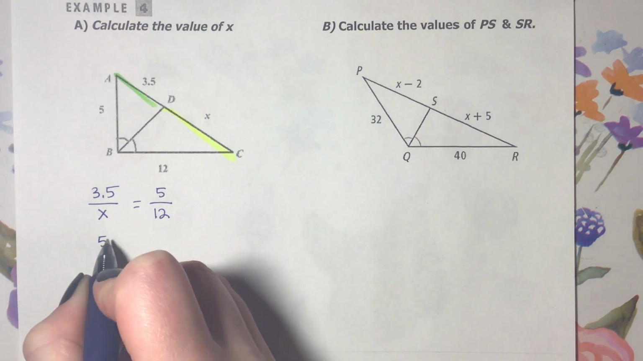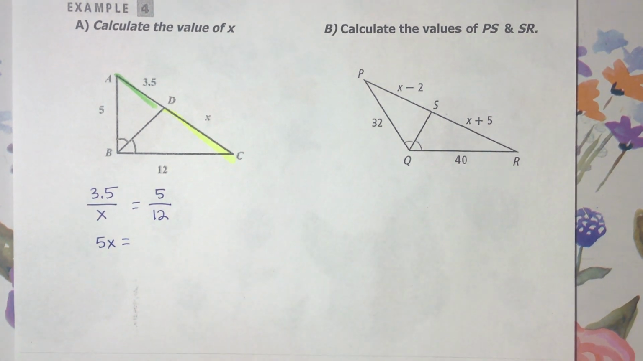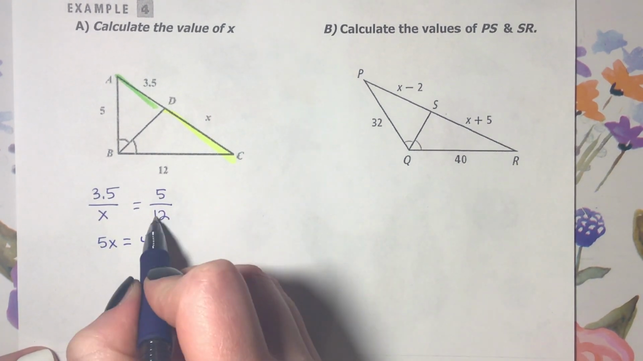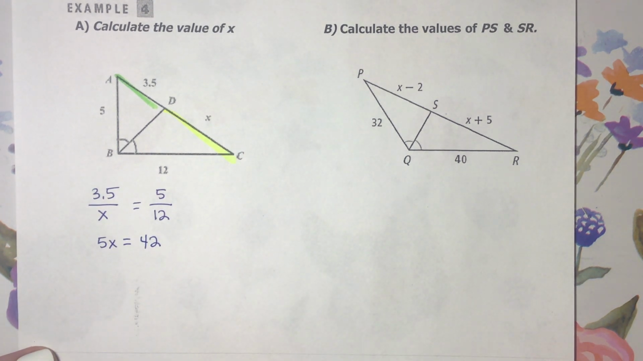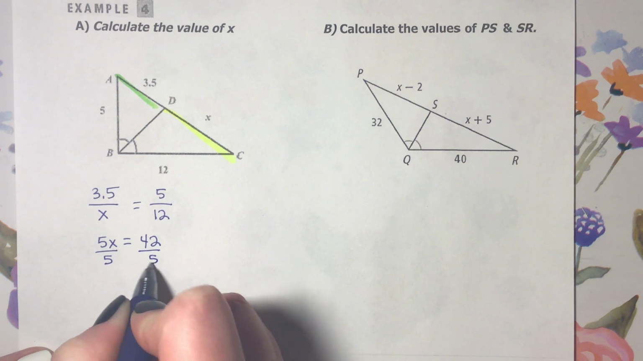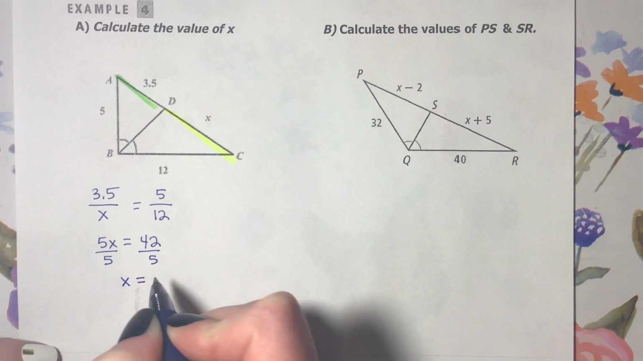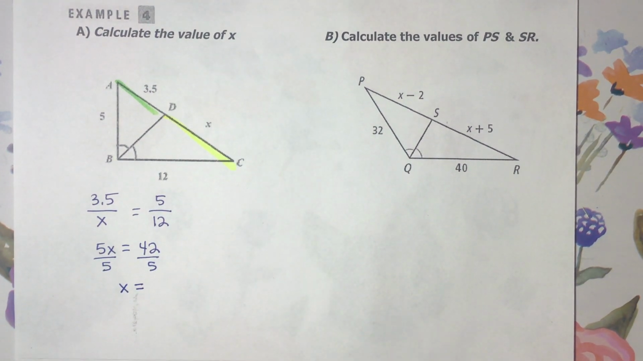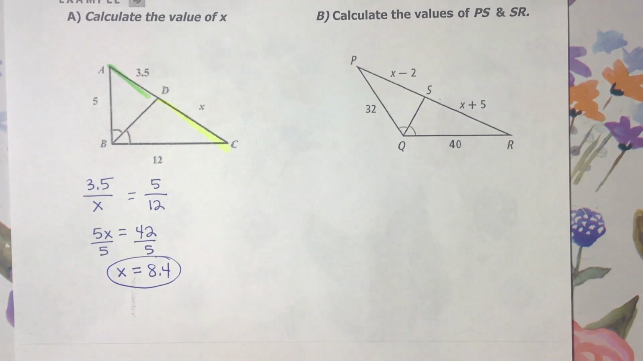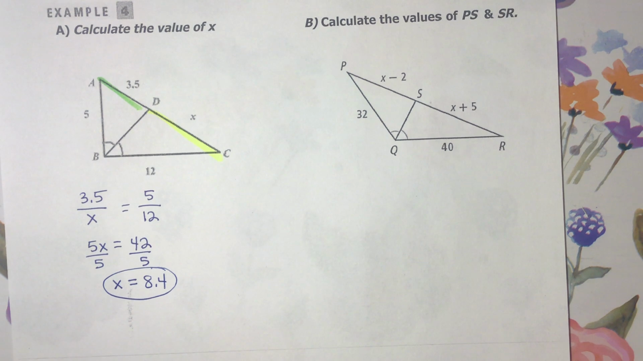So cross multiply, we have 5x is equal to 42, because 12 times 3.5 is 42. I cross multiplied to get that. I divide by 5 on both sides. And now I have x is equal to 8.4. All right, let's do it again.